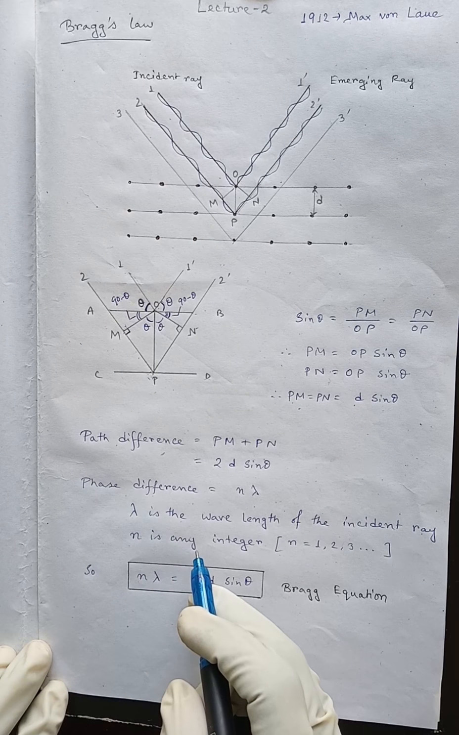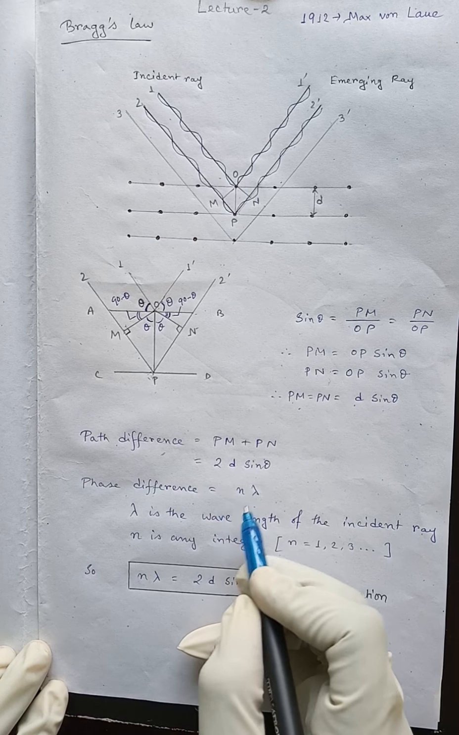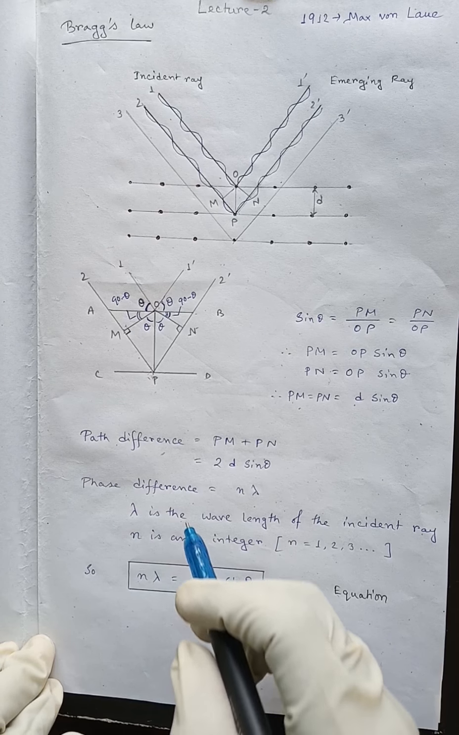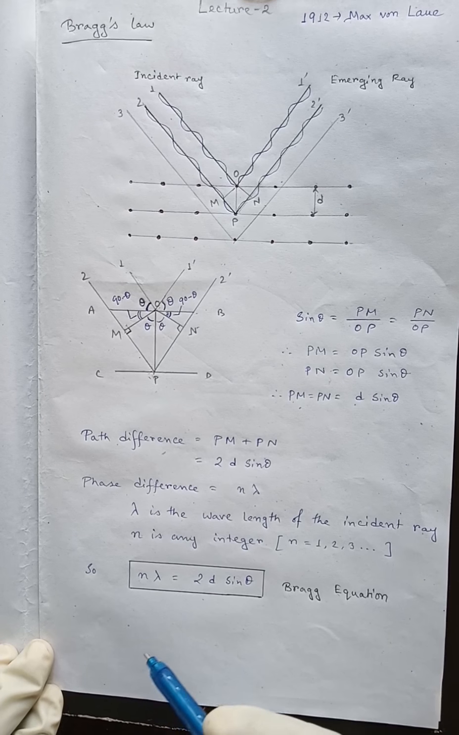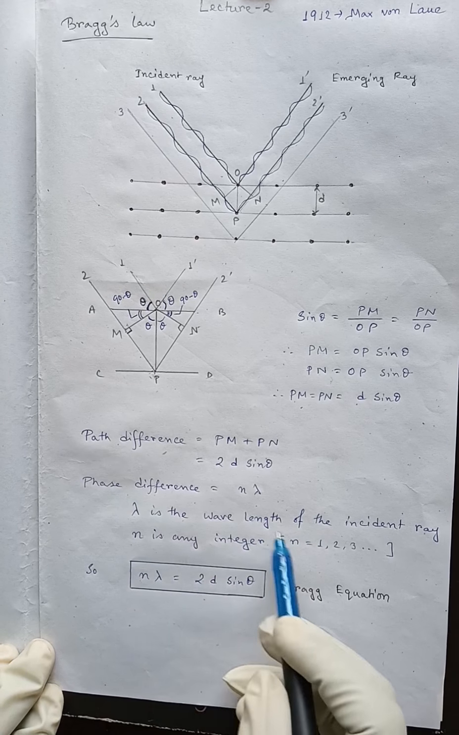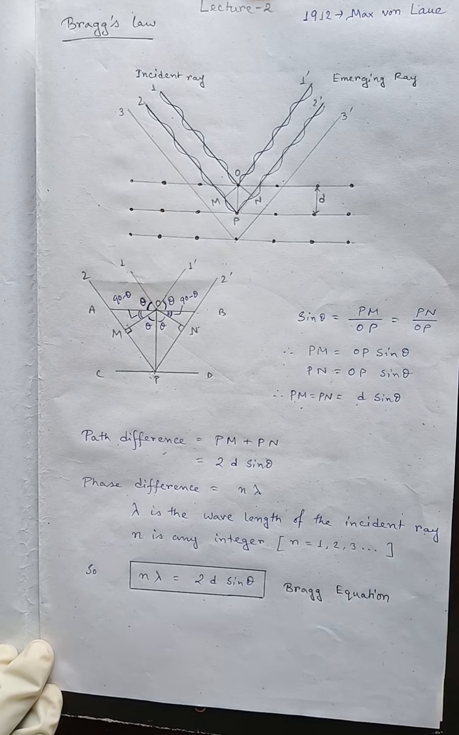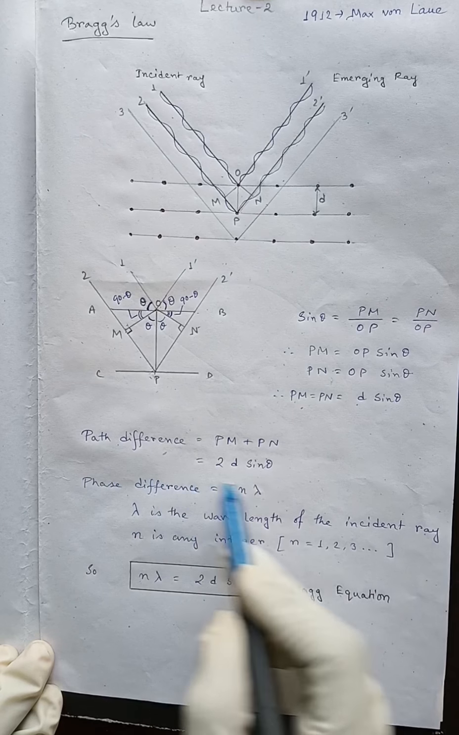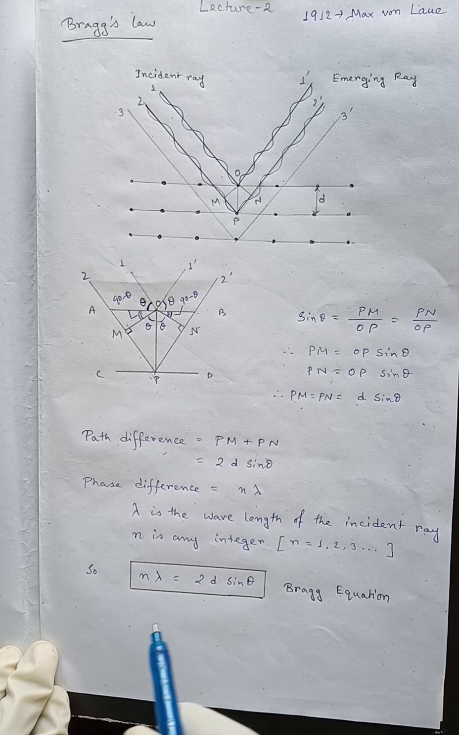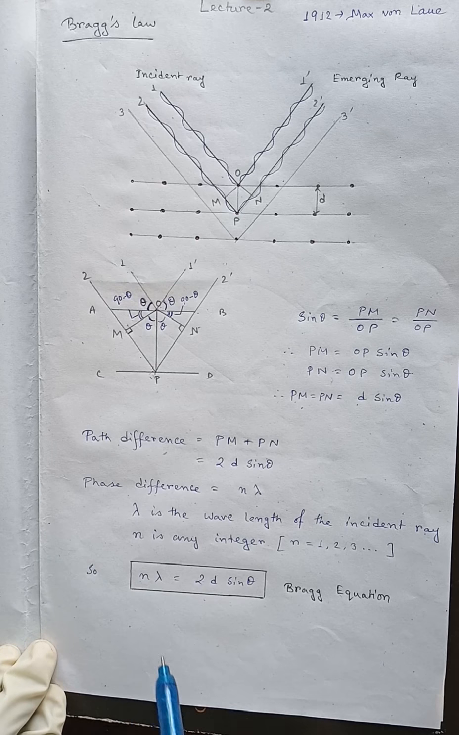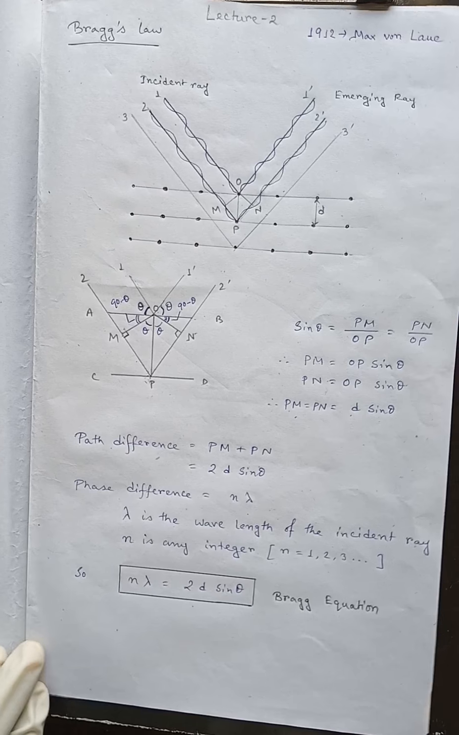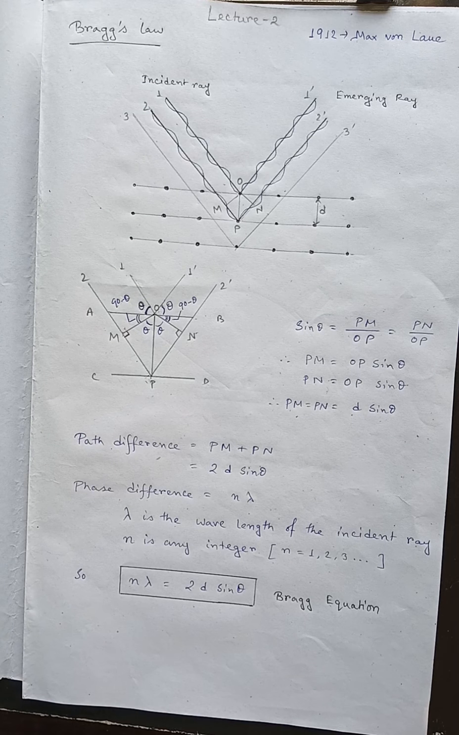Now, what will be the phase difference? The path difference must be a multiple of lambda, which is the wavelength of the incident ray. Rather, we say the wavelength of the incident X-ray. And n is any integer, starting from 1, 2, 3, 4, etc. So we get that this phase difference and path difference will have to be equal for constructive interference. Thus, we get n lambda is equal to 2d sin theta. This is very simple. You can just see it again and you will realize everything.